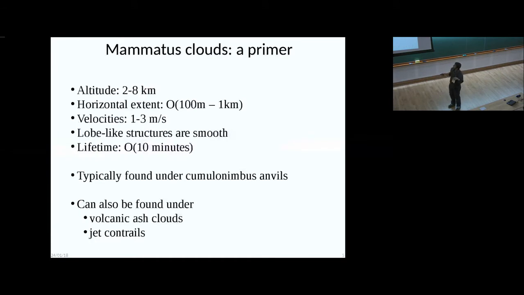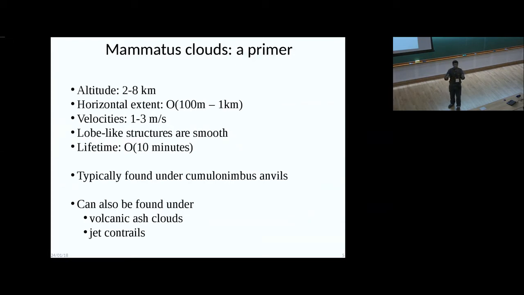Very good. So a primer for you. These things are found at a few kilometers in height from the ground. The blobs are a few hundred meters in width. The velocities in the blob are a few meters per second. And once the lobe-like structures form, they last for about 10 minutes. If you're lucky, you can get a picture of it.